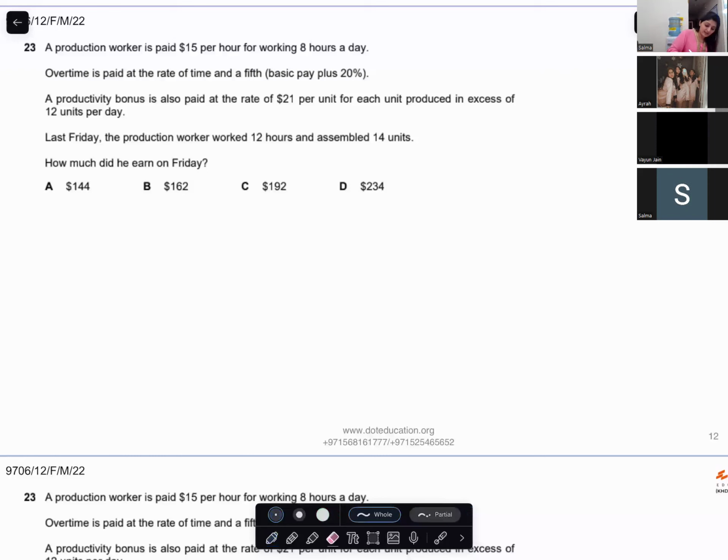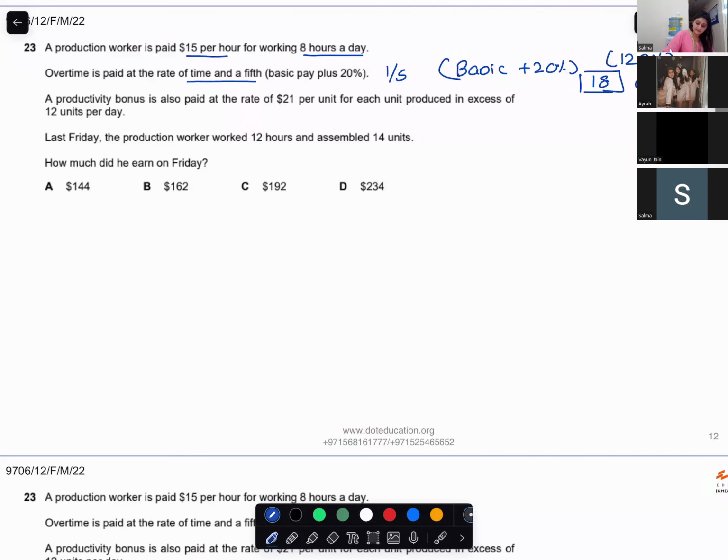Production worker is paid 15 per hour for working 8 hours a day. Overtime is paid at the rate of time and a fifth. That is one-fifth. Yes, one-fifth, or you could say basic plus 20%, or you could say 120%. It means the same thing. So 15 into 120% becomes 18, for overtime.